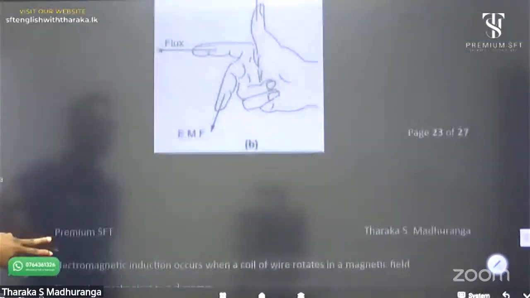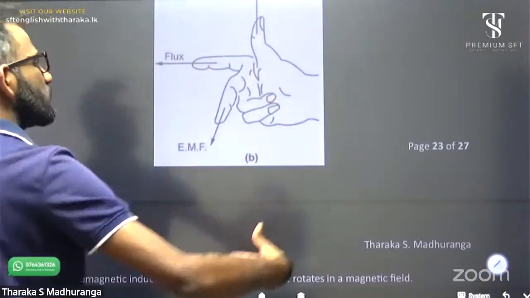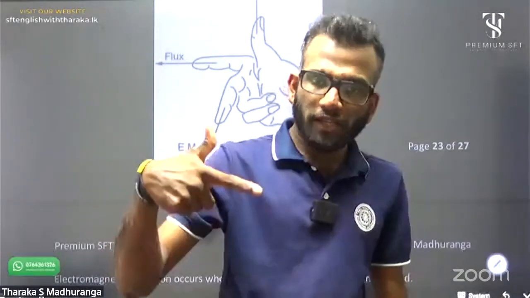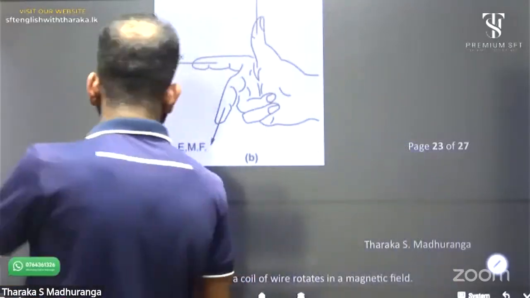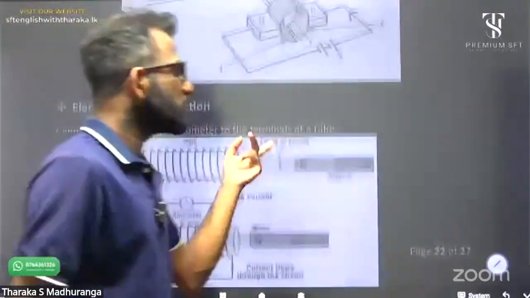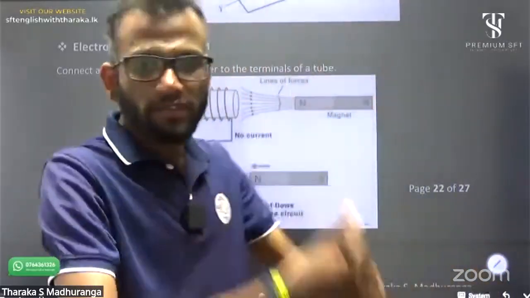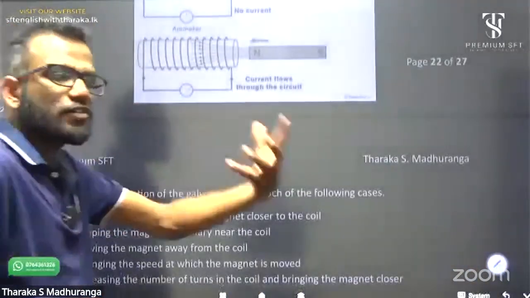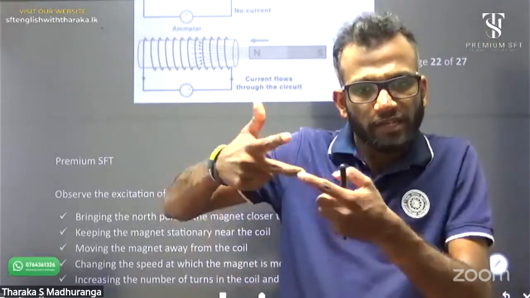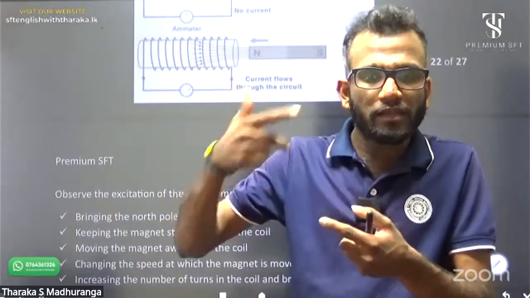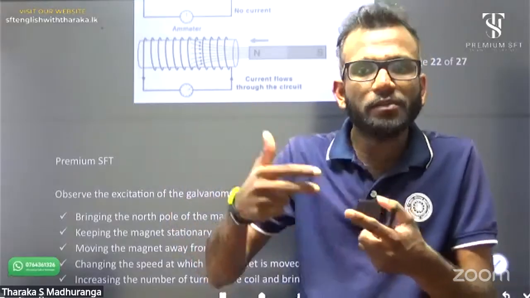Okay, this is Fleming's right hand law. What's the purpose of Fleming's right hand law? To find the direction of the current. Okay, left hand law, what's the purpose? To find the direction of the exerted force on a magnetic field. In Fleming's right hand law, we find the direction of the induced current in a magnetic field.